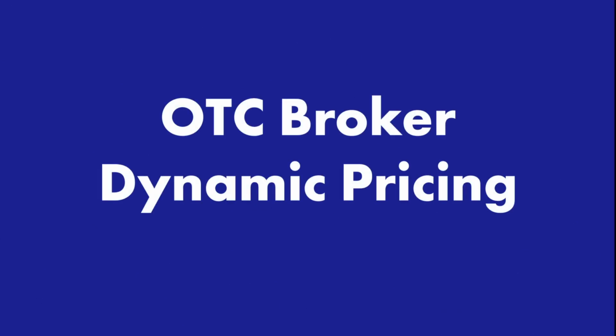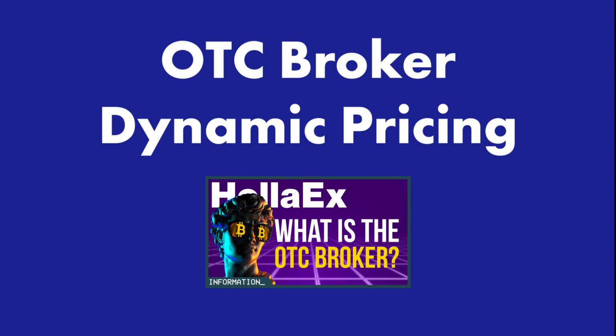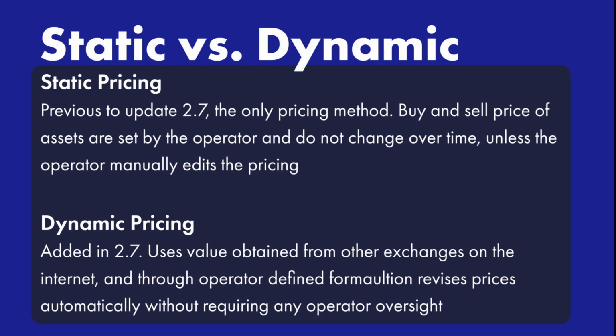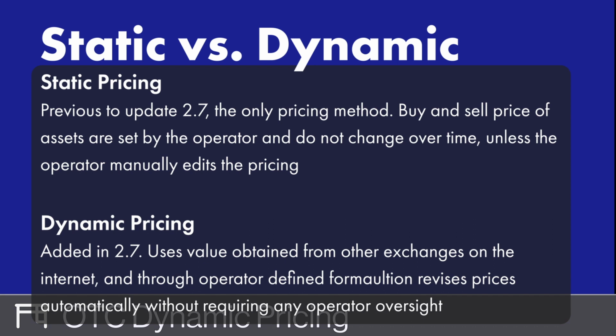Introduced in Update 2.7, dynamic pricing is a powerful and easy to use tool that makes running OTC brokers more convenient than ever before. To see how OTC broker deals generally work, please watch the previously uploaded videos to understand how they differ from those using the order book. Previous to 2.7, all OTC desk deals used static pricing, meaning the buying and selling prices were set manually by the operator and remained at this price until changed. Dynamic pricing allows a more fire and forget approach.